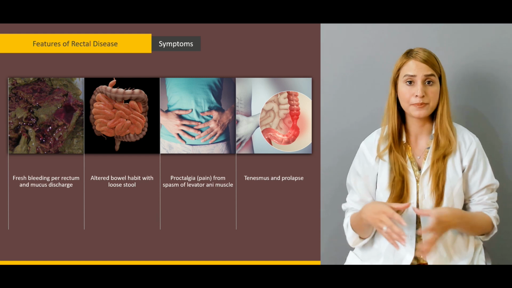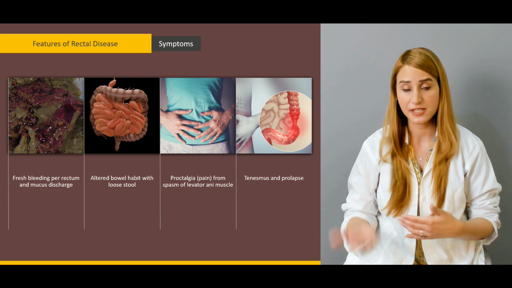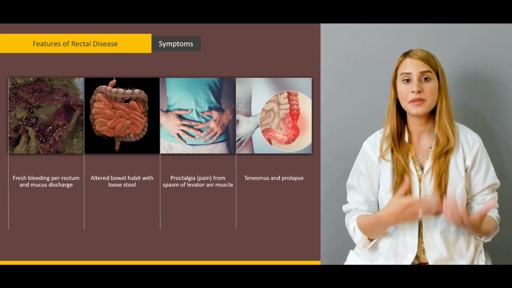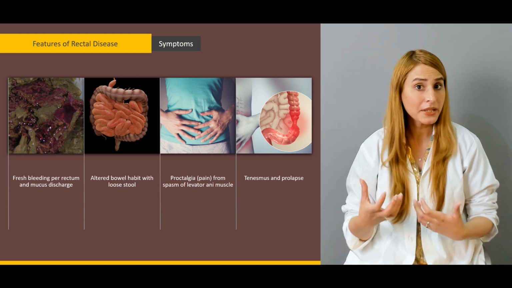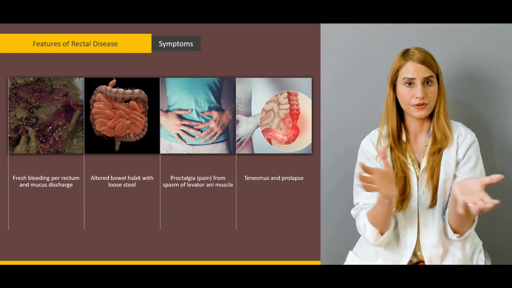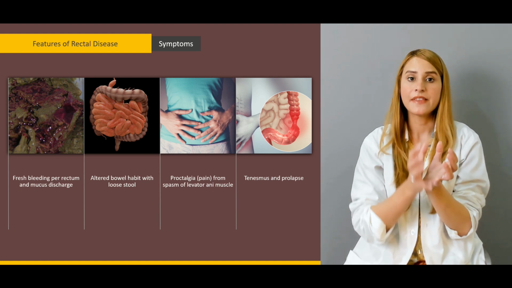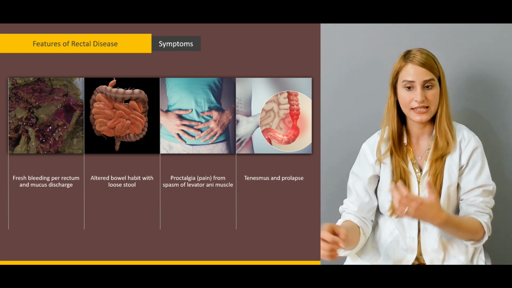And the other thing is a prolapse. A prolapse can be a mucosal prolapse, or a submucosal prolapse. That means that something is coming out of the anus, actually the rectal wall, rectal mucosa or rectal submucosa, that comes out of the anal canal. That's called the prolapse.